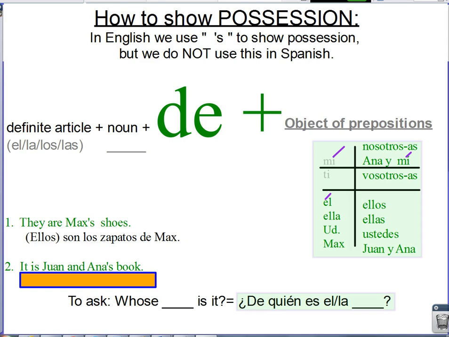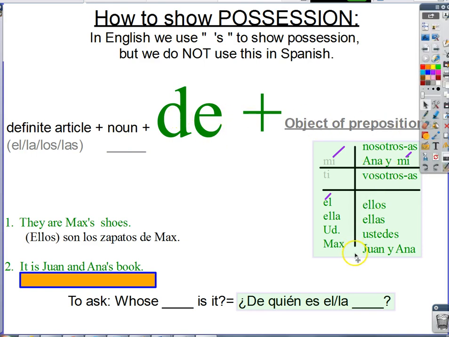So we reviewed the fact that you cannot use apostrophe S in Spanish to show possession. Instead, you have to say something like this sentence, they are Max's shoes. What you're really saying is they are the shoes of Max. You use a definite article to say the, then your noun, shoes, of, and then after de, which is a preposition, you can use any of these things here.